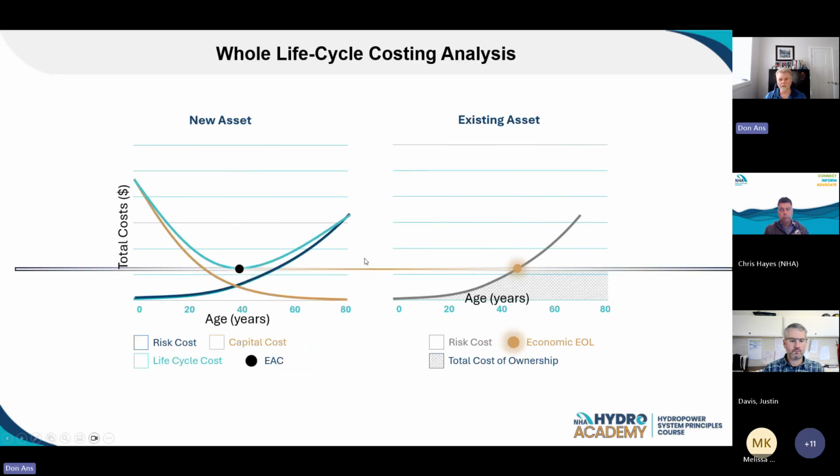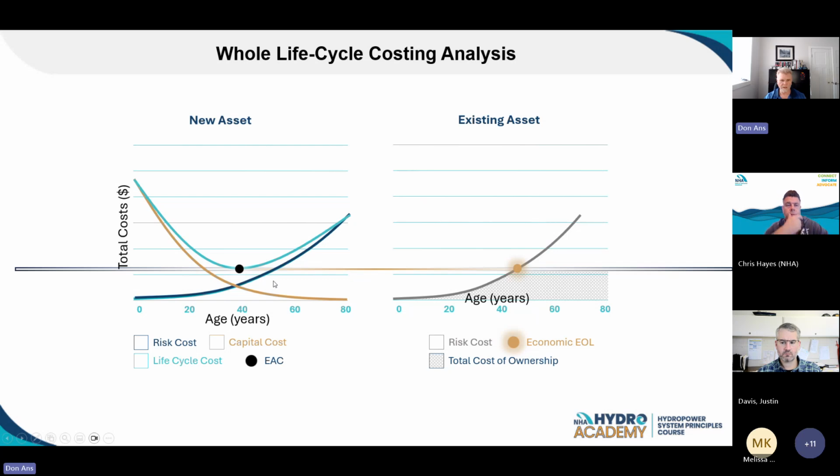So you can compare the curve of an existing asset to a new asset. If you look at these curves, we already had the economic end of life based on the existing asset, and you can now compare that to a new asset. You can also then determine when the ideal time is to replace those assets.